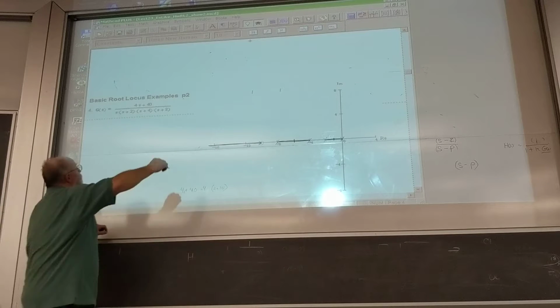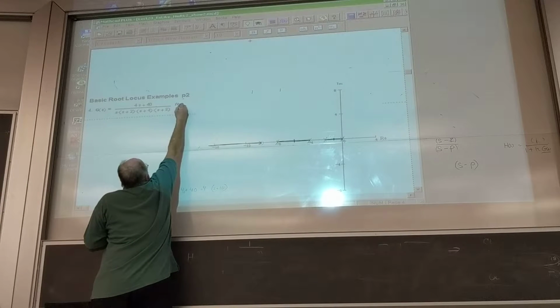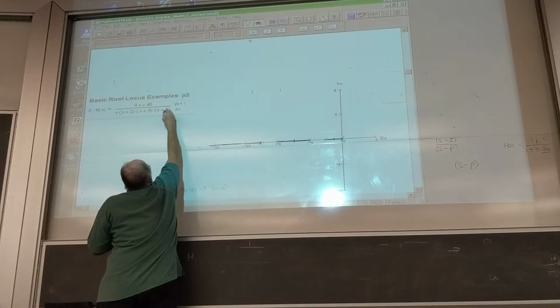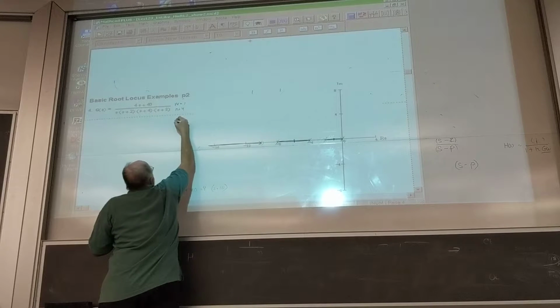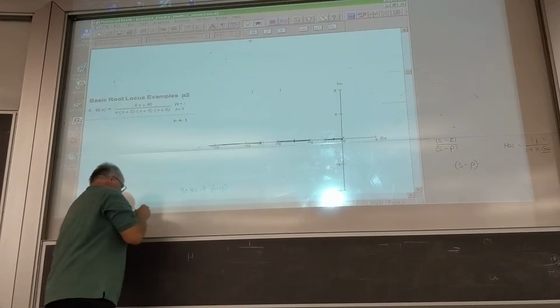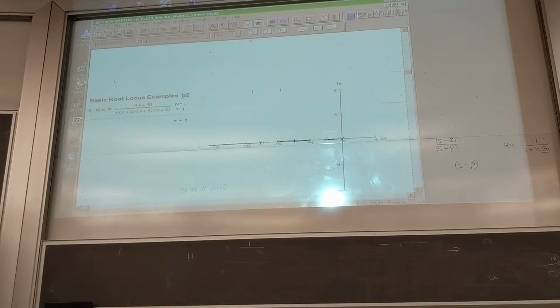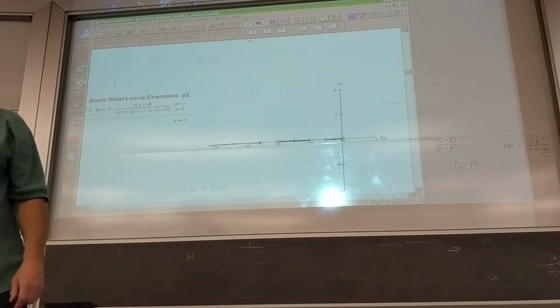Okay, what's the next step? M equals 1, N equals 4. N minus M is equal to 3. How many asymptotes do I have? 3. Again, dividing 360 degrees up by 3, it's 120 degrees apiece.